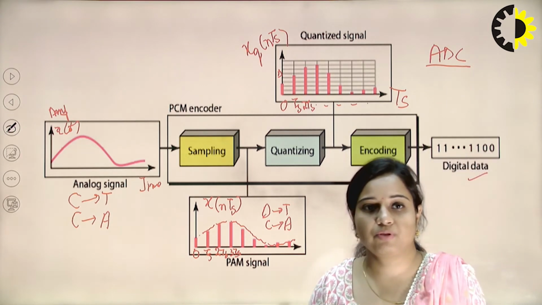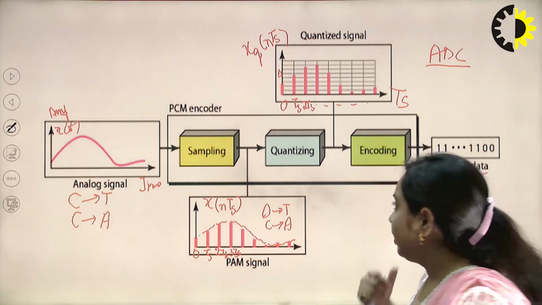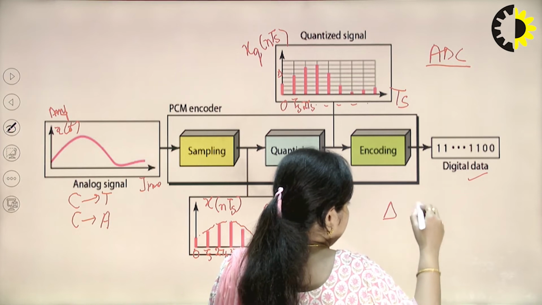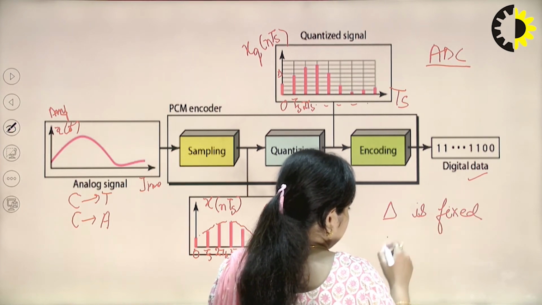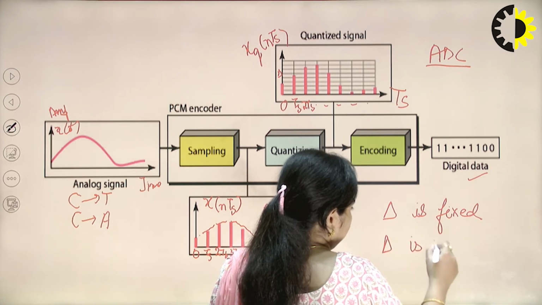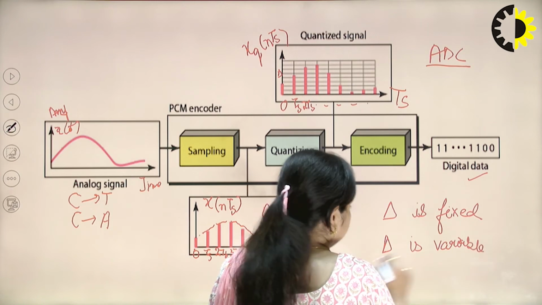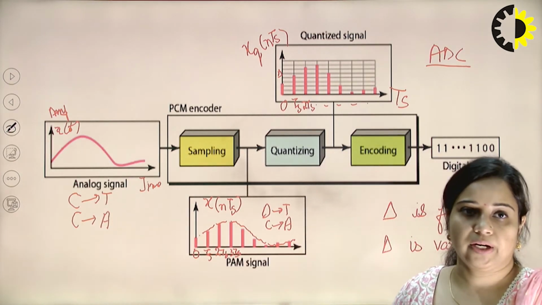Now, there are two types of quantizer. First one is uniform, second one is non-uniform. In case of uniform quantization, delta is fixed till the end of the dynamic range, and in non-uniform quantization delta is variable, which is dependent on the variation of the input signal. So, that is the case of quantizer.